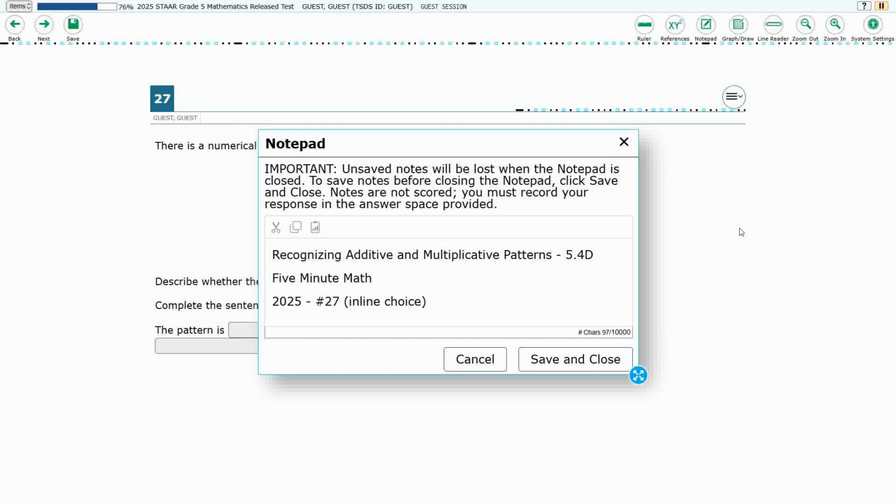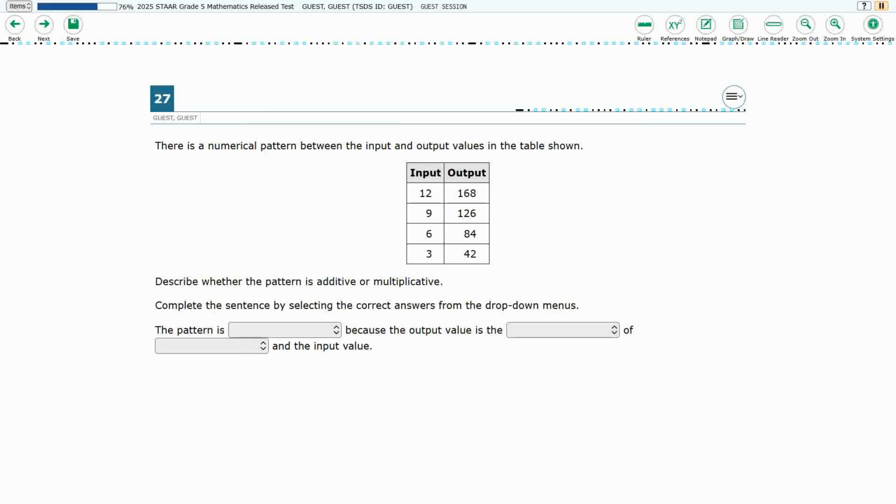Today we are looking at the 5th grade concept of recognizing additive and multiplicative patterns. This is standard 5.4D in the great state of Texas, and we are using item number 27 of the 2025 released STAAR test. This is a new item type called inline choice. And if you haven't done so already, please go ahead and take a moment to pause the video, work this problem out on your own, unpause it, and we will look at our answers together.